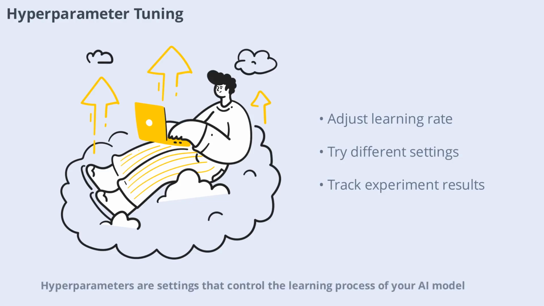Hyperparameters are settings that control the learning process of your AI model. Tuning these parameters, such as learning rate or batch size, can significantly impact performance.